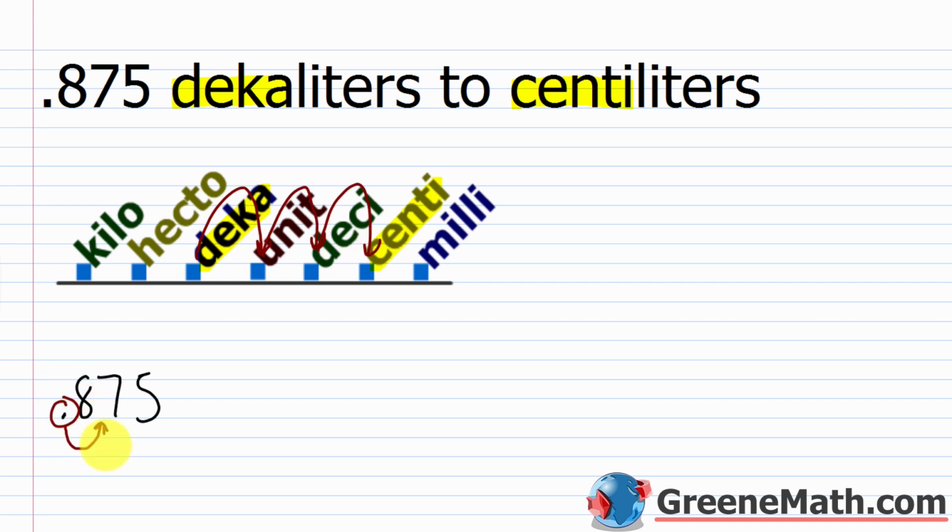I'm going to go 1, 2, 3 places to the right, and I'd end up with the number 875. Now, of course, then I want to write the units that I'm going to convert to. So then centi, and then liters. So 0.875 decaliters is the same as 875 centiliters.